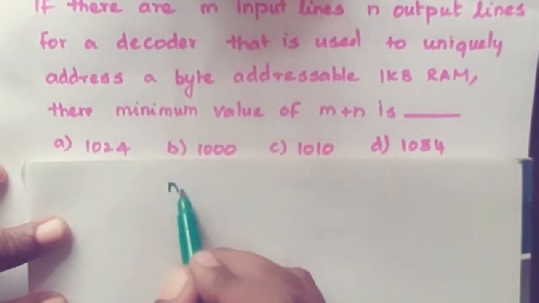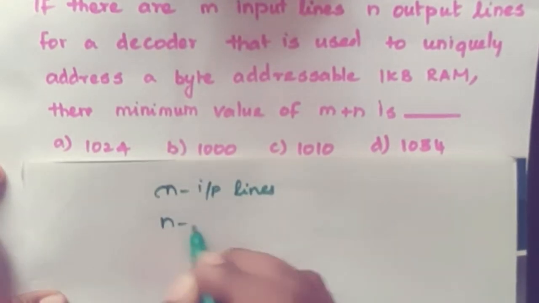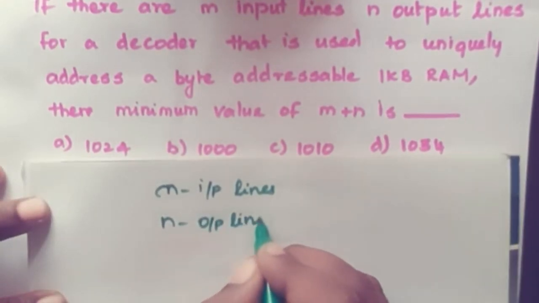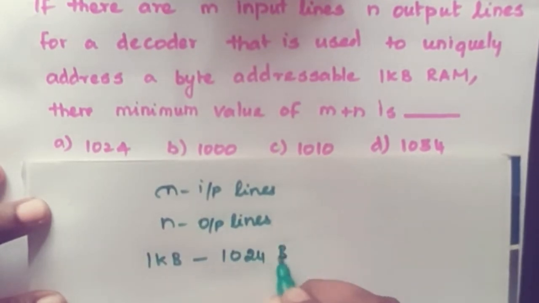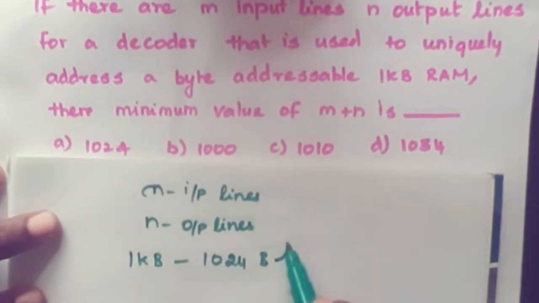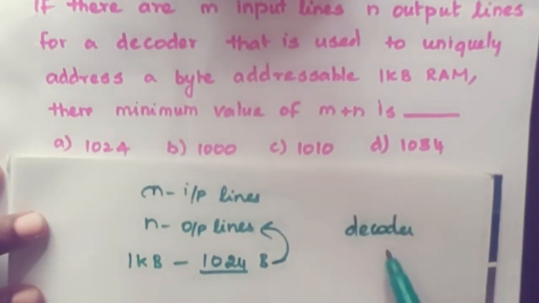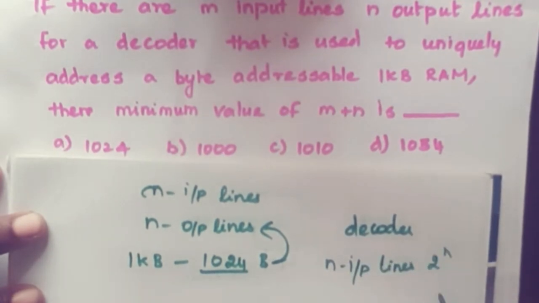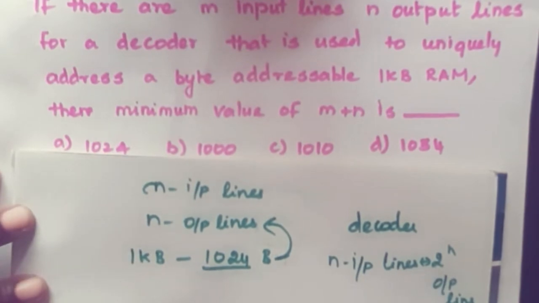So m input lines and n output lines. It is to address 1 kilobyte RAM, that is 1024 bytes. So that means the output lines are 1024. For a decoder which has n input lines, there are 2 power n output lines.